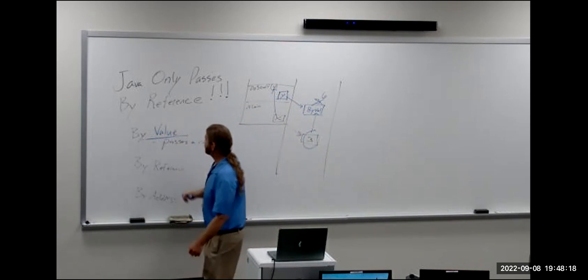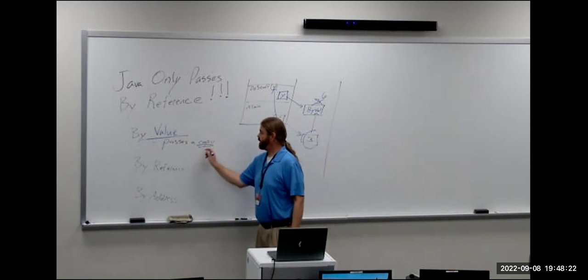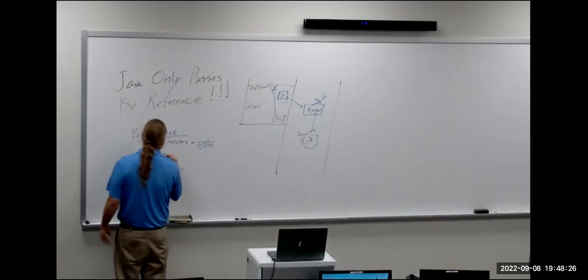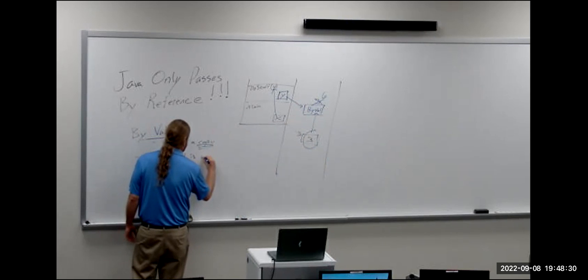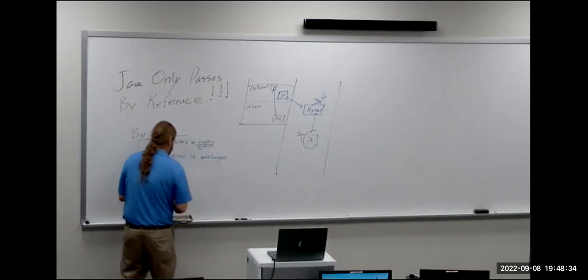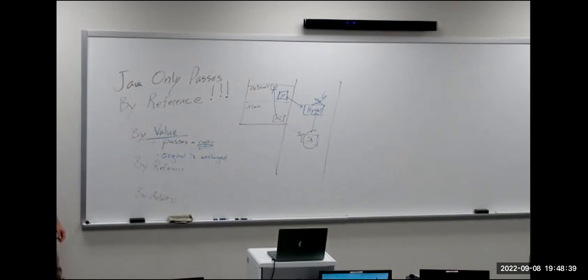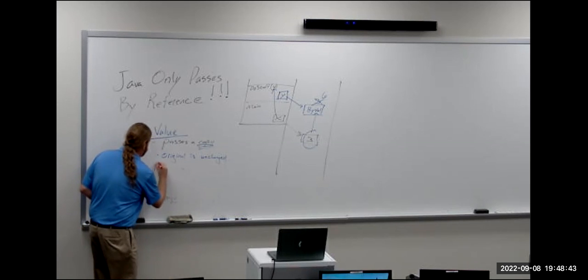Color code the notes here. So by value, it passes a copy of it. The original is unchanged. What do I call it? Oh, that's the red one. So we also have pass by reference.